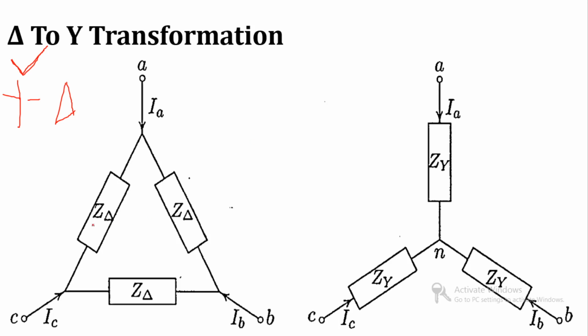Suppose we have a three-phase delta connected system in which the impedance of all three phases is equal to Z delta, and similarly we have a three-phase star connected system in which the impedance of all the phases is equal to ZY.